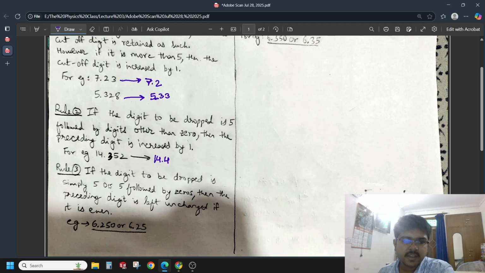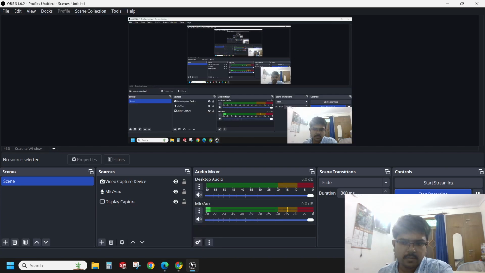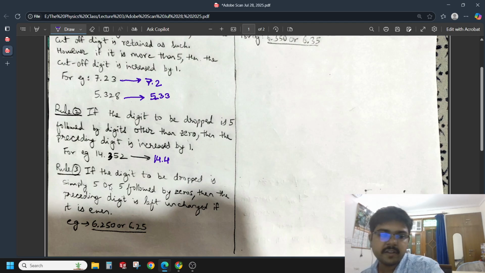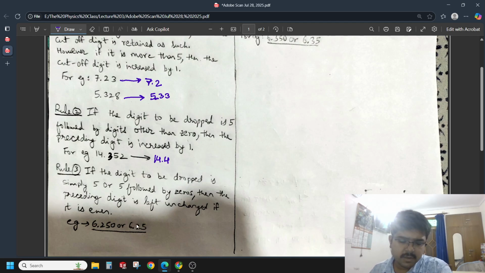Now rule number 3 states that if the digit to be dropped is simply 5 or 5 followed by zeros, then the preceding digit is left unchanged if it is even. For example, if we have 6.250 or 6.25, we see that the digit preceding 5 is 2, which is even. So we will leave it as such and round it as 6.2.